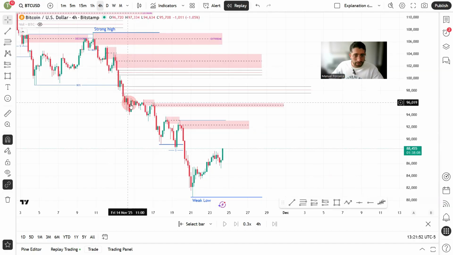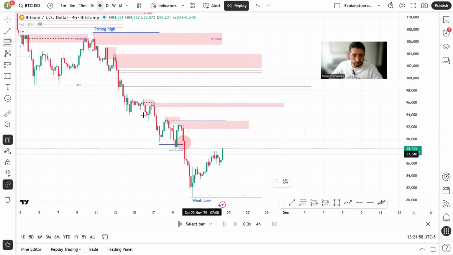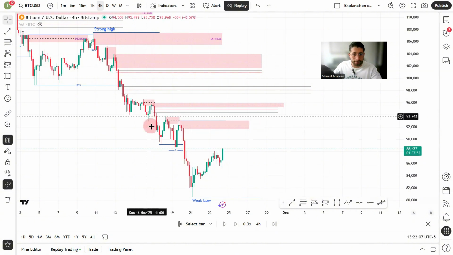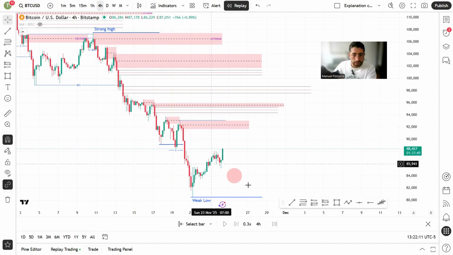Here, there is no very clear imbalance. This is just consolidation of the market, not very clear. But here, we could see another imbalance. Look. Perfect. Okay, order block, mitigated order block, and now we will find another imbalance right here.